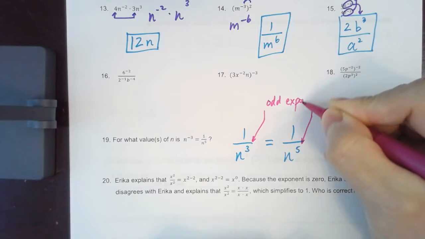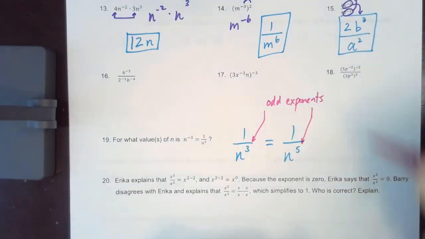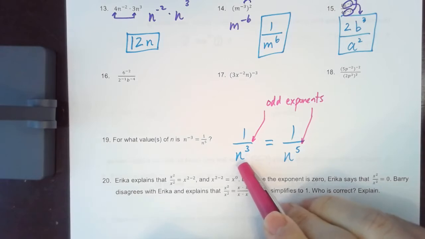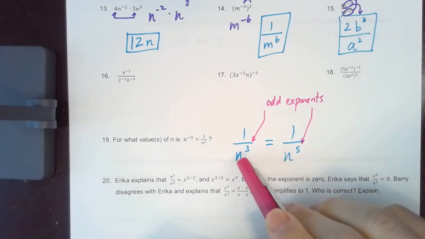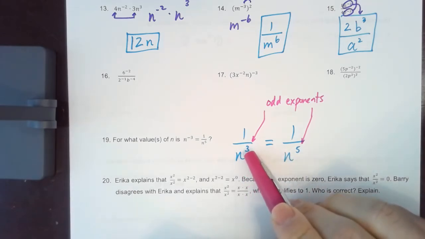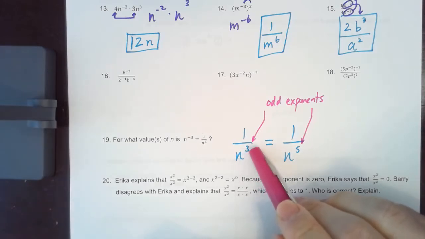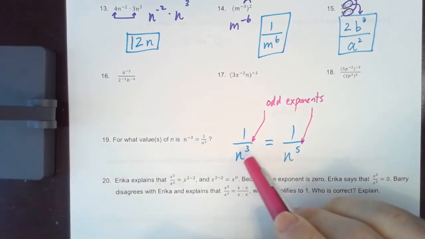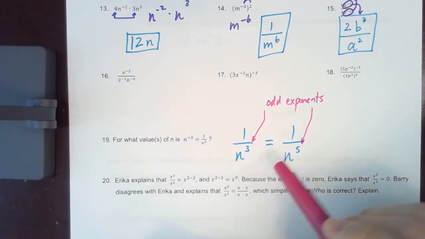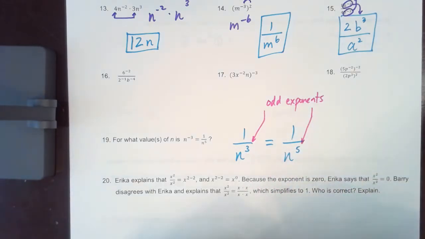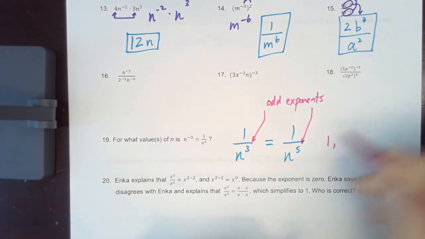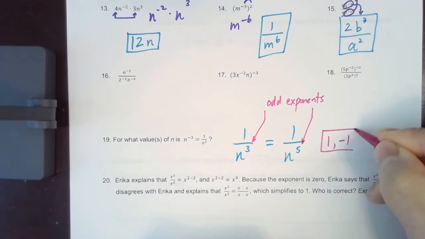exponents, right? Which means that if I were to plug in a negative value into n, it would still be a negative value because there's an odd amount of the power. However, you can't plug in anything other than 1 for these two to ever be the same. So for this reason, the answer is 1. Obviously, 1 will work, right? And then negative 1 will also work.